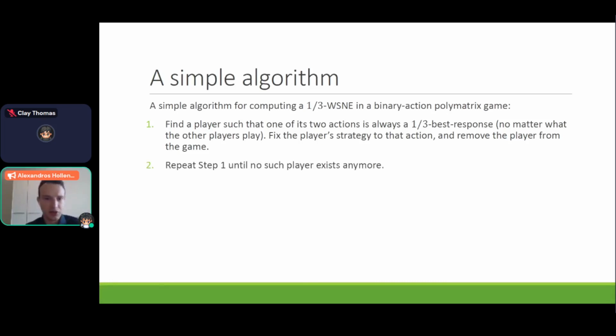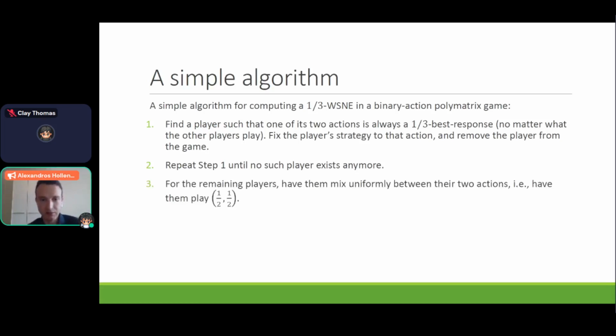And now you just keep doing that. As long as you can find such a player, you remove the player from the game, you fix its strategy, and you move on. At some point, it won't be possible. There won't be any players like that. And in fact, it could also happen at the beginning of this algorithm. There might not be any player like this. So then you have a game where no player can play a fixed strategy all the time and be happy. And what you do then is even simpler. For all the remaining players, you just have them mix uniformly. Namely, you tell them, okay, play your two actions with probability 1/2, 1/2.